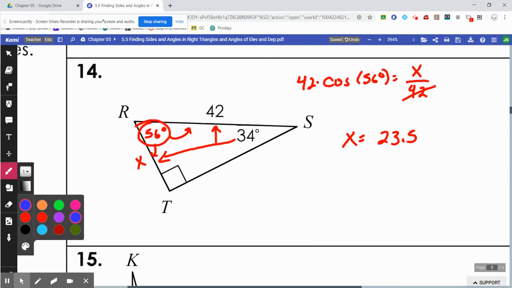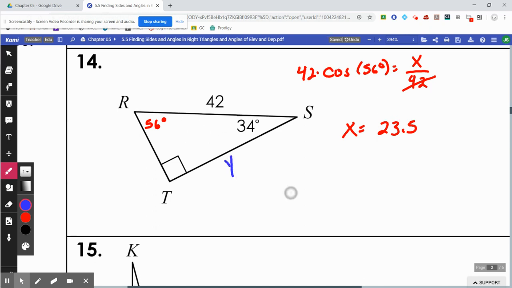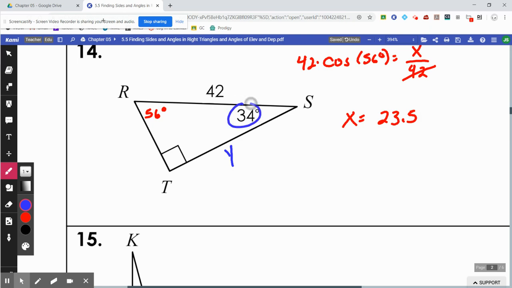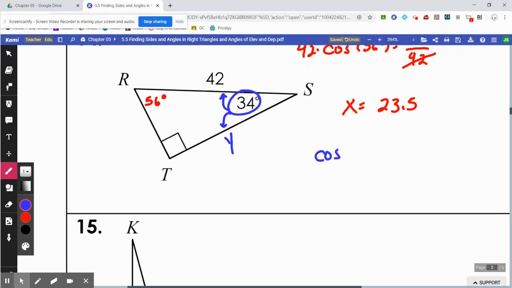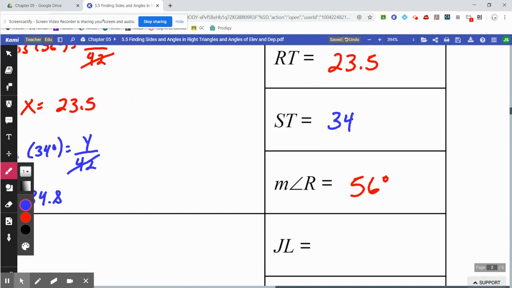So now let's find our other side length. Let me change colors, and we'll find, we'll call it Y. We'll find this side. And again, you can use either angle. You can use this one if you want to. If you use this one, this would be adjacent over hypotenuse, which is, again, cosine. However, this time it's the cosine of 34. Cosine of 34 is adjacent over hypotenuse. To solve that, we simply multiply by 42. When you type that in, you're going to get that y has a value of 34.8. So therefore, ST is 34.8.